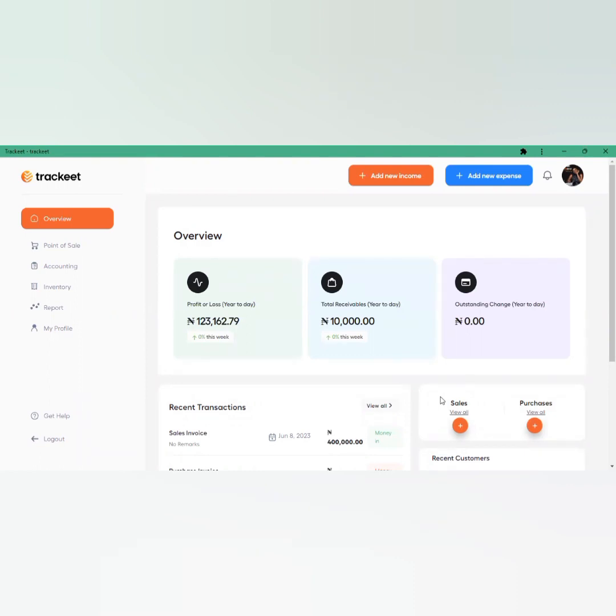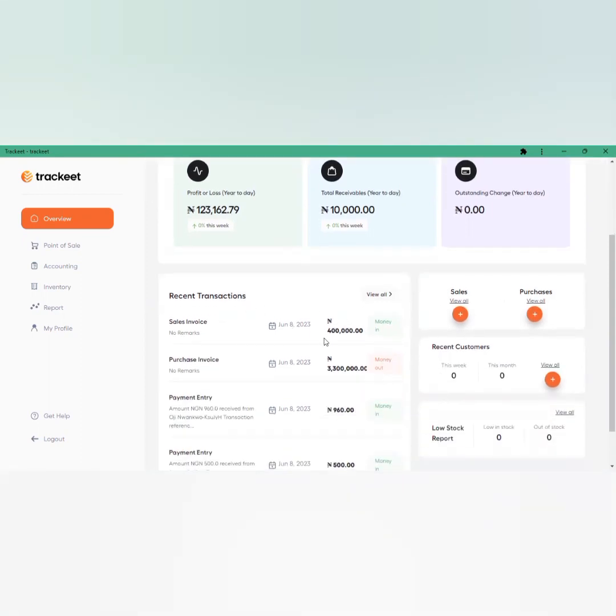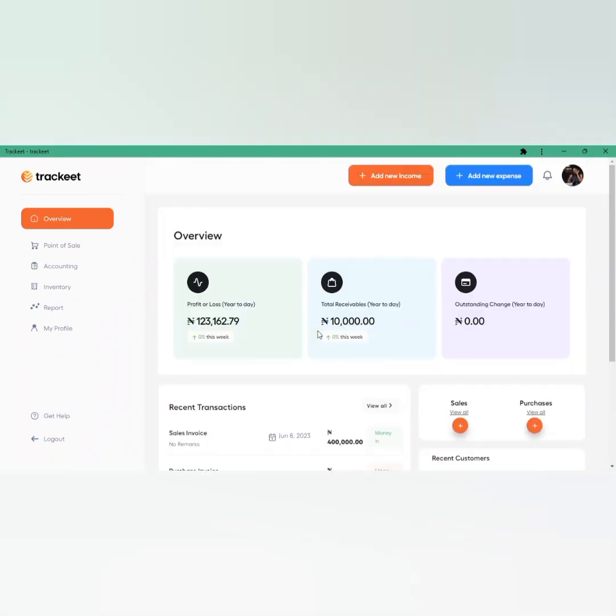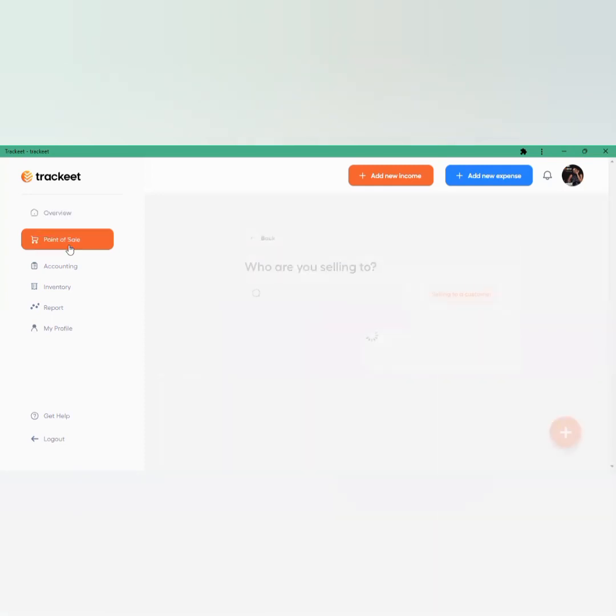Over here on our overview module, we can see that we have our total receivable to be 10,000 naira, which is the outstanding balance our client is owing us. Already, our recent transaction is showing 400,000 naira. The next thing I'm going to do here is look at my point of sales to see how my customer is recorded. Over here, we'll see that my last customer, Blurry, is owing 10,000 naira from the system.